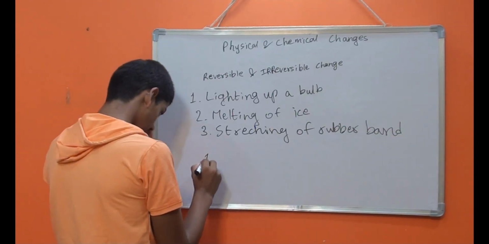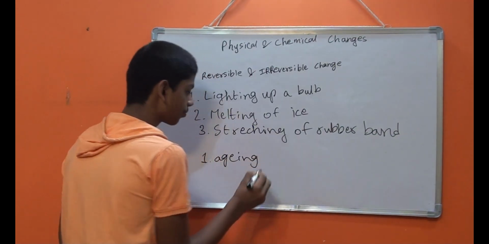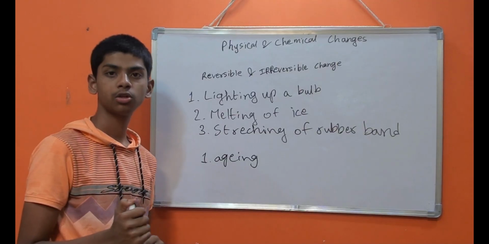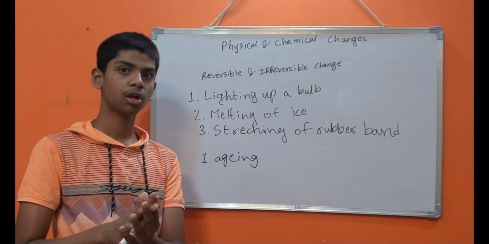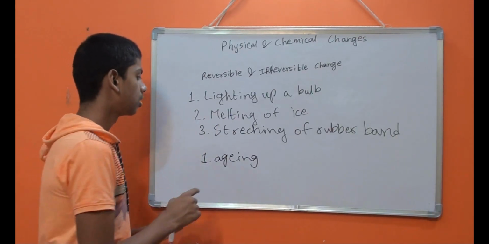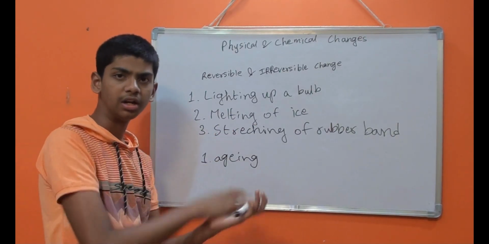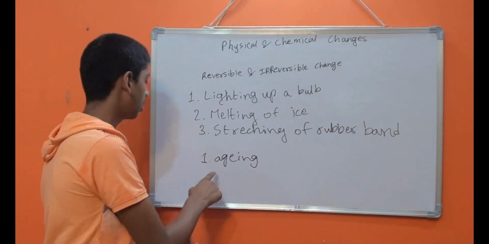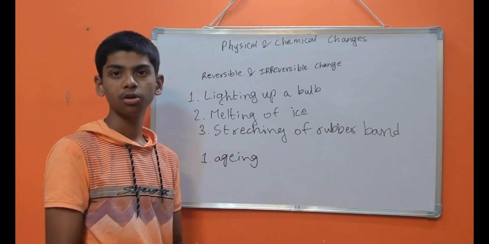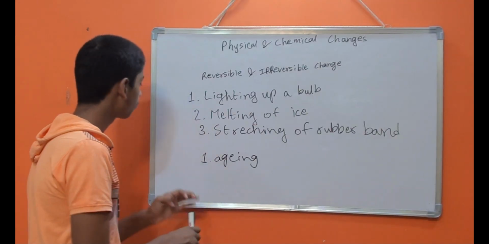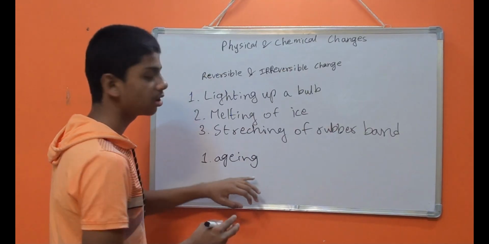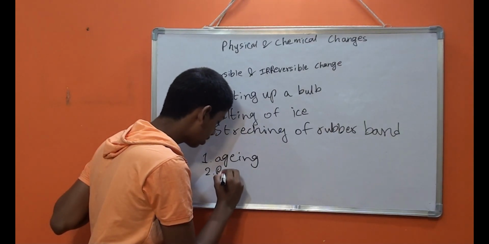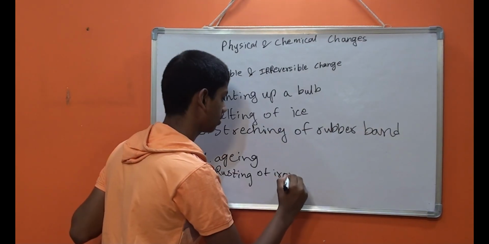Now let's take aging. Suppose you were born in 2013, now you have grown 11 years. You cannot go back in time, and once you grow old, you cannot grow young again. That is aging.